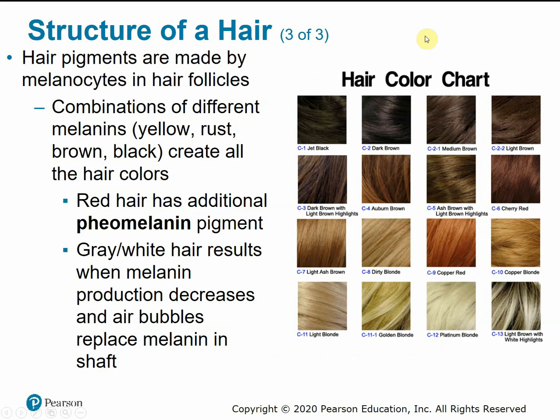Hair pigment, just like skin pigments, is made by those melanocytes. So with hair, we have melanocytes in the hair follicles. Combinations and concentrations of different melanins create all the range of hair color that we see. However, true red hair has an additional pigment called pheomelanin. Gray or white hair results when melanin production stops or slows down. So as we age, our melanocytes become less and less active.